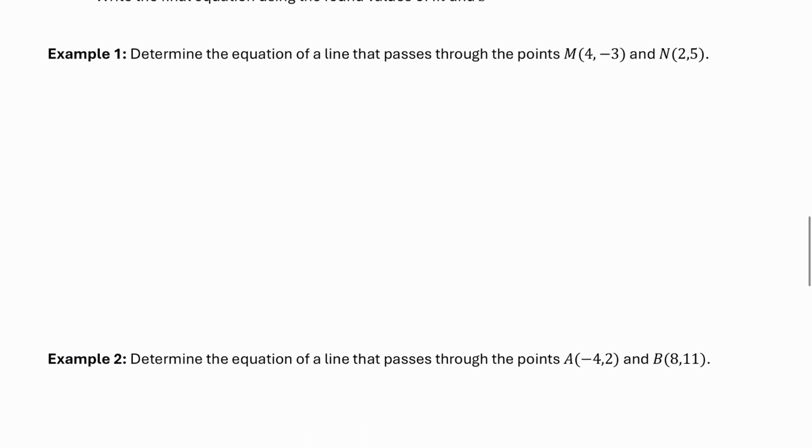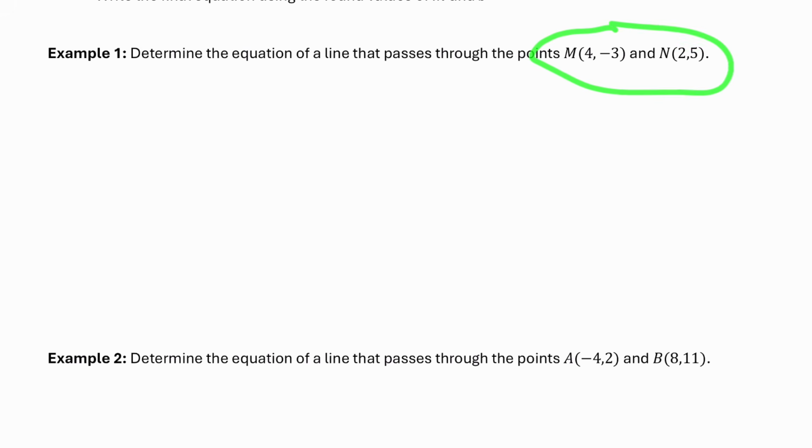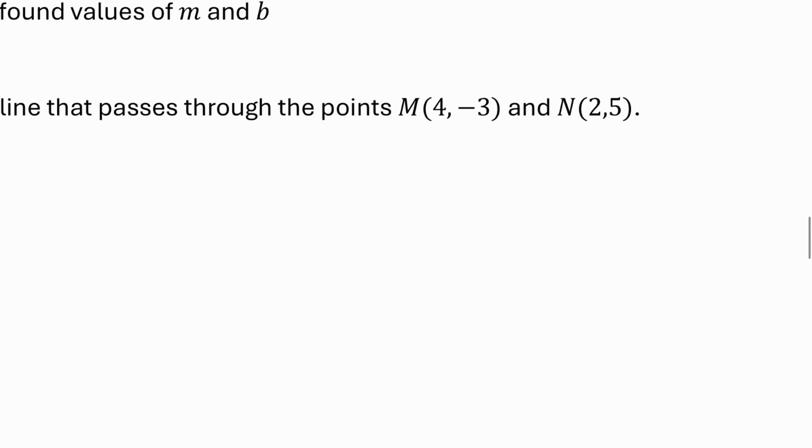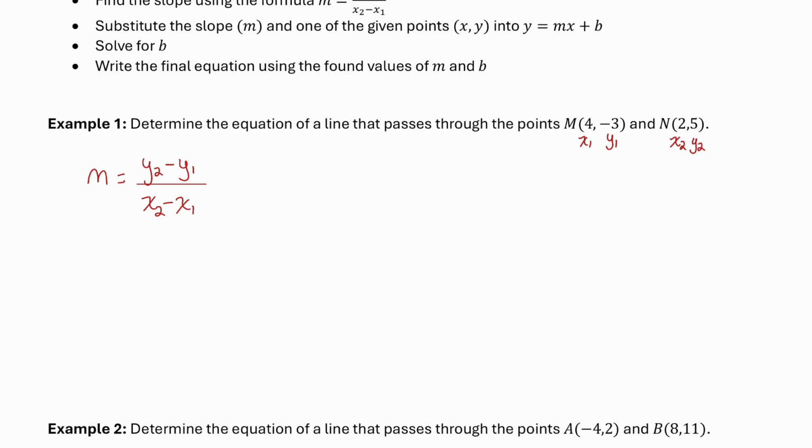So example 1 says find the equation of a line that passes through these 2 points. To write the equation of a line, we need slope. And to calculate slope, m, we can use the formula y2 minus y1 over x2 minus x1. For the 2 points that we have, it doesn't matter which one's point 1 and which one's point 2. I'll just make m my first point, so that's my x1, y1, and n can be my second point, my x2, y2. And now I can take those values and sub them into this formula.